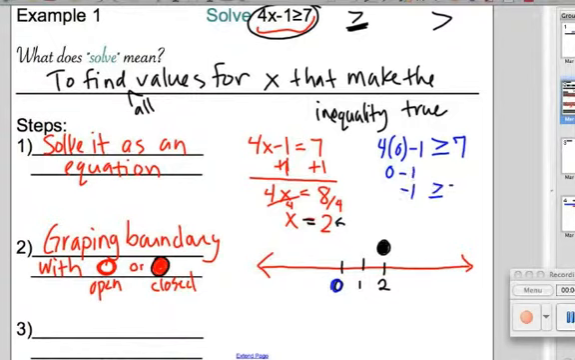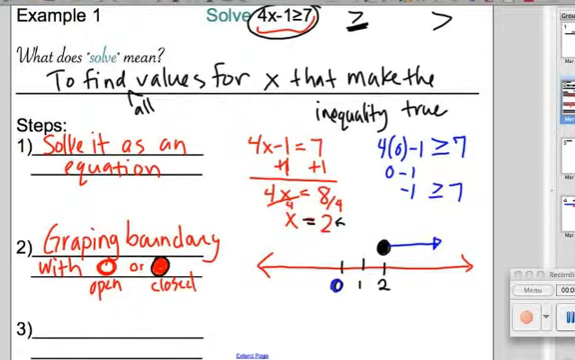And I ask myself, is that greater than or equal to 7? And I look, and it is absolutely not greater than or equal to 7. It is very much less than 7. So that means my solutions are in the opposite direction of 0. Okay, because 0 was not a solution, I draw my arrow the other way. And this is a description of my solution.